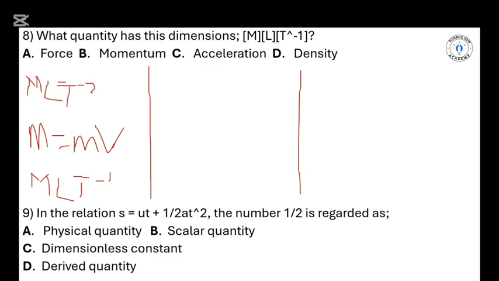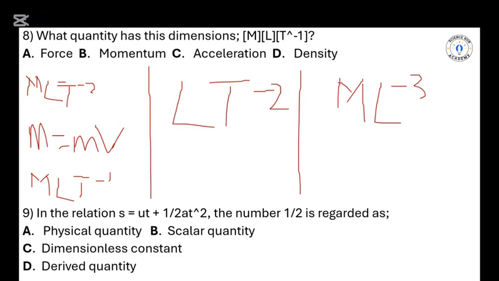Well, we do not need to check the remaining ones. For acceleration, L T to the power -2. The dimension above has M. Density, mass over volume, and volume is L to the power 3. I'm writing it beside, it's going to be L raised to the power -3. Option B is correct, as we mentioned earlier.